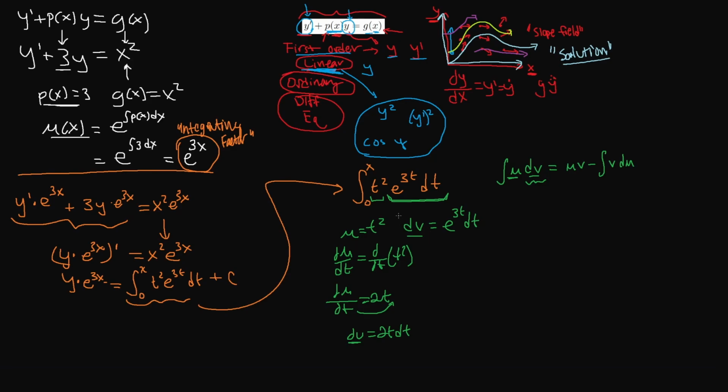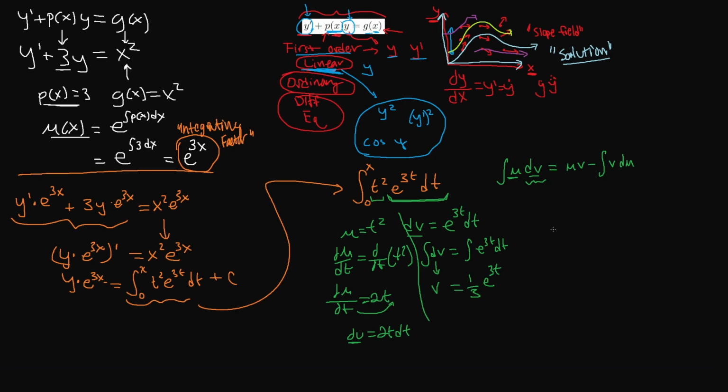Then we want to find v, and to find v, we have to take the integral of both sides. So we have the integral of dv is equal to the integral of 3e to the 3t dt. And so this is just v. Now this expression, we kind of know how to do these. It's going to be 1/3 e to the 3t.